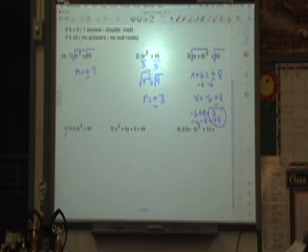And both of those work. If I put 2 in there, 2 plus 8 squared, I get 64. If I put negative 14 in there, negative 14 plus 8 is a negative 6, and negative 6 squared will also work.